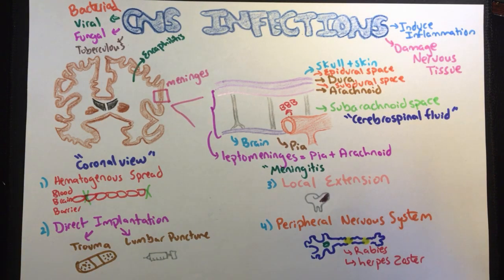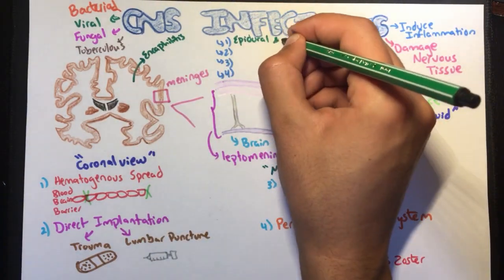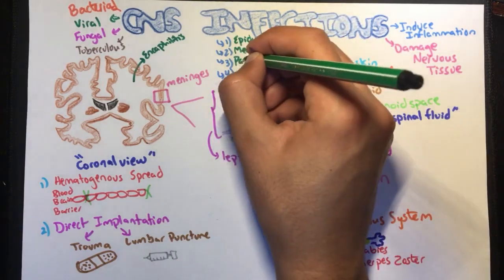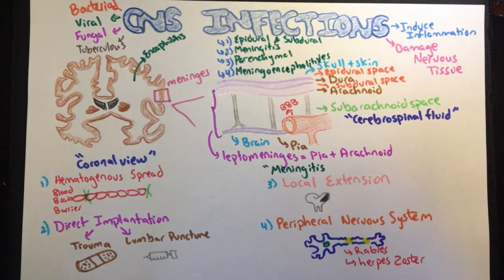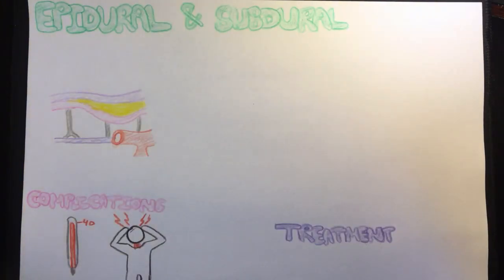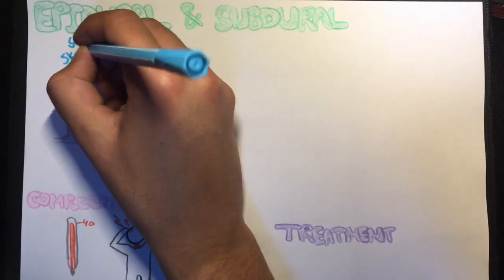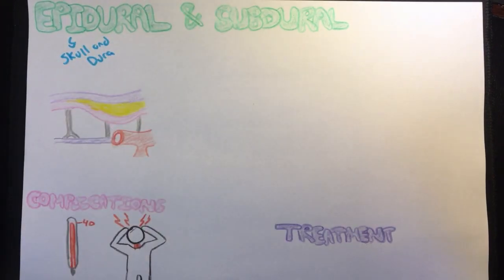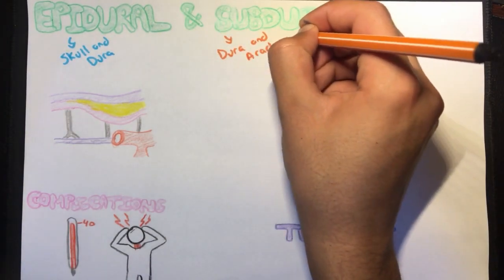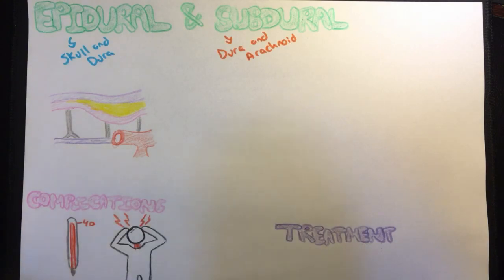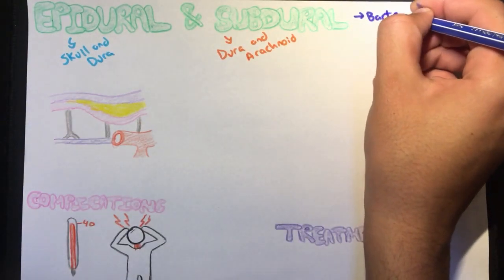After introducing the subject of CNS infections, there are four types, which include epidural and subdural infections, meningitis, parenchymal infections, and meningoencephalitis. To start off, I'll be explaining the epidural and subdural infections. As discussed earlier, the epidural space is between the skull and dura, while the subdural space is between the dura and the arachnoid. As you can notice, these layers are easily accessible since they are close to the outside.